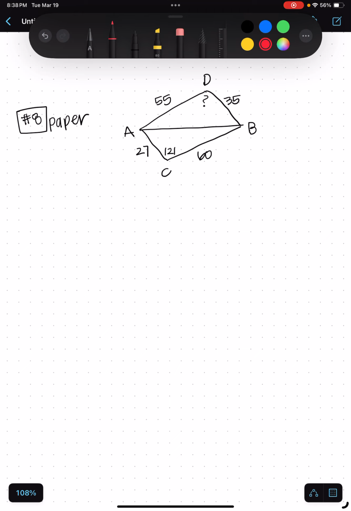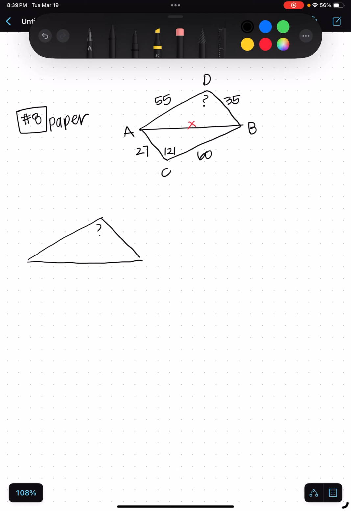Basically what I did is, instead of looking at it as a shape as a whole, I looked at it as two triangles that were sitting on top of each other, and they share this side between A and B. I named that side X. Now what I'm going to do is break the two triangles apart. Let me just draw them out really fast.